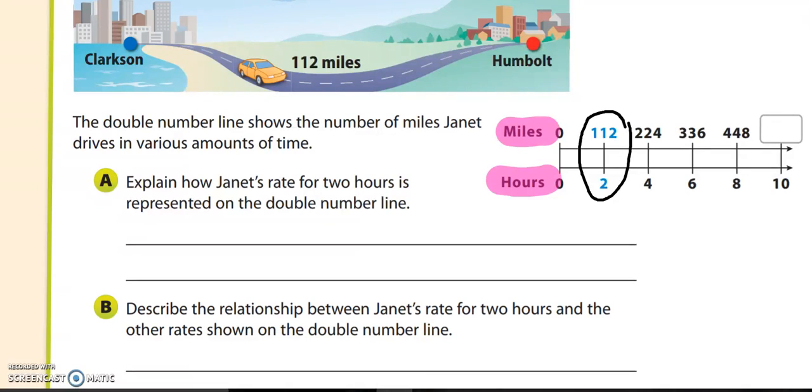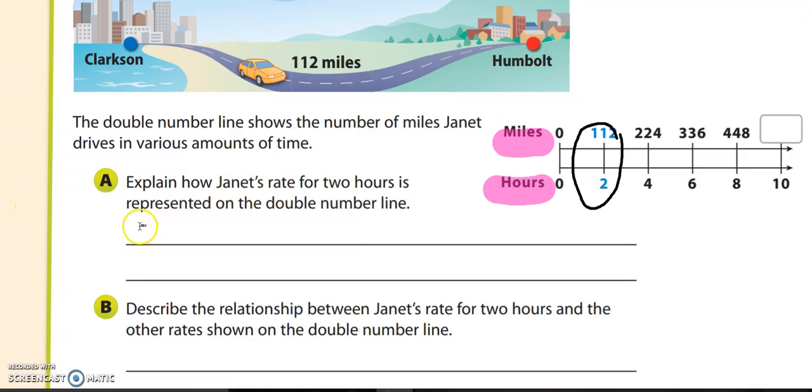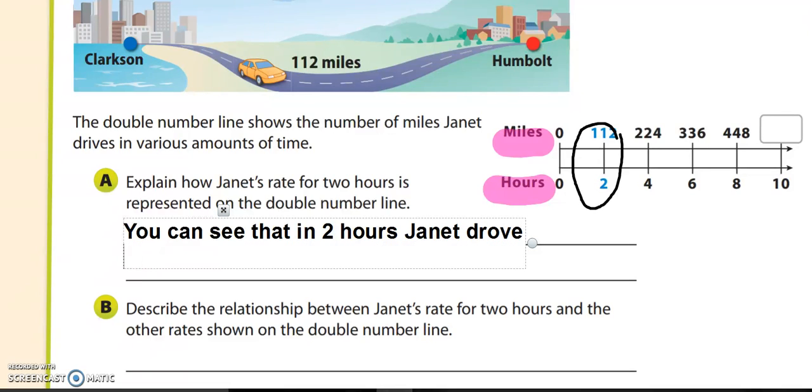I want to start by saying that for question A here, some students read this and aren't sure exactly what's being asked. So if you had a hard time writing an answer for A, I'm happy to help you. If you did write something, it's probably fine. You can check out my answer and decide if you want to change yours. I'm going to type my answer. Read the question again. It says, explain how Janet's rate for 2 hours is represented on the double number line. Well, if you look at the double number line, you can see that in 2 hours, Janet drove 112 miles.